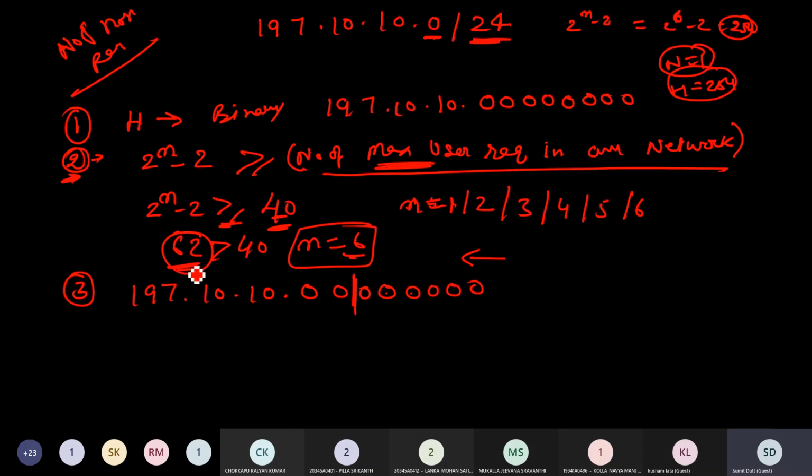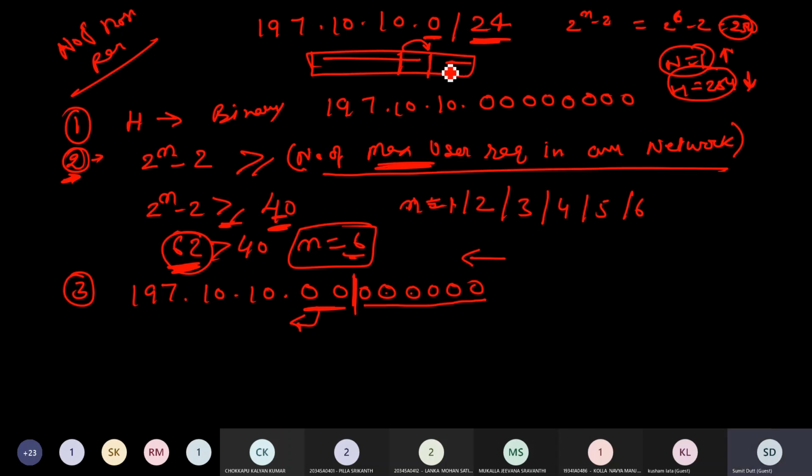So in order to achieve 62 hosts in one network, I have to consider 6 bits in host. The remaining 2 bits I can give to the network so that I increase the network bits and reduce the host bits. This is called subnetting. Am I clear with the requirement? Suppose this is my network and this is my host. I want to increase the network bits, so I have to shift this line so that my network will increase and my host will decrease. That is called subnetting.